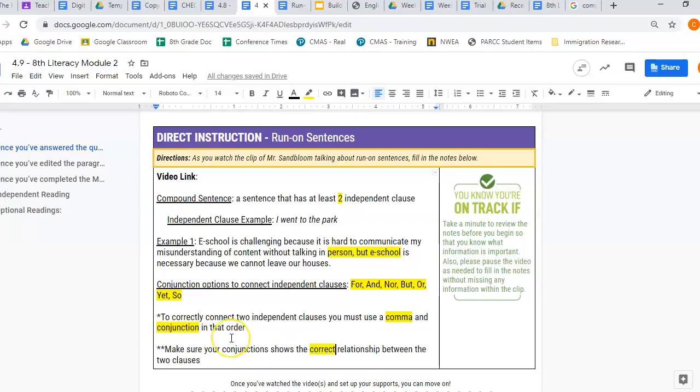So one more time, we want to avoid run-on sentences by correctly connecting independent clauses using a comma and a conjunction to make a punctuated and grammatically correct compound sentence.